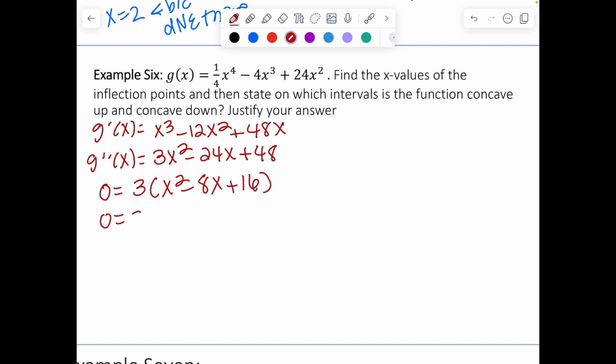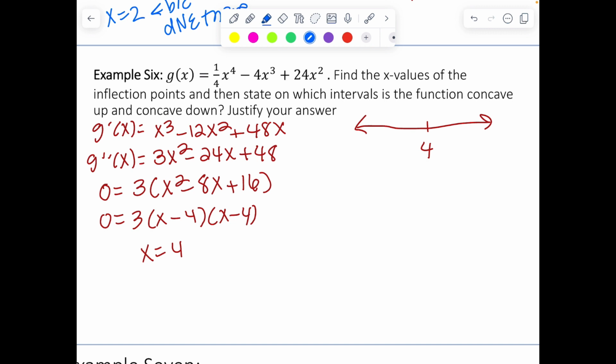And then this is actually a perfect square binomial. So I'll just write it out for you guys. Well, the two things that multiply to 16 and add to negative 8 are negative 4. And so we only have one solution here, and that's x equals 4. So let's go test this out. I'm going to plug in 4.